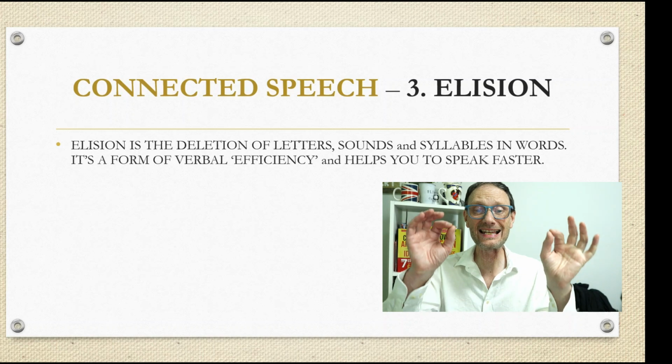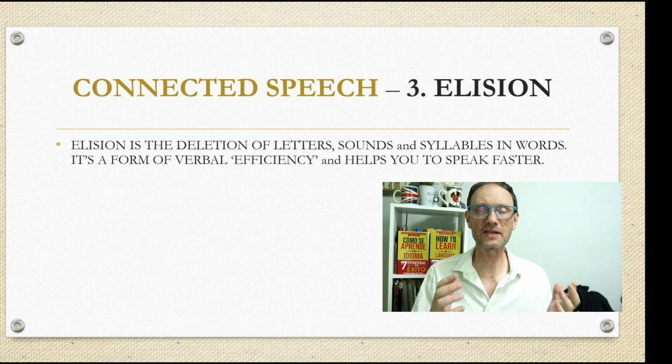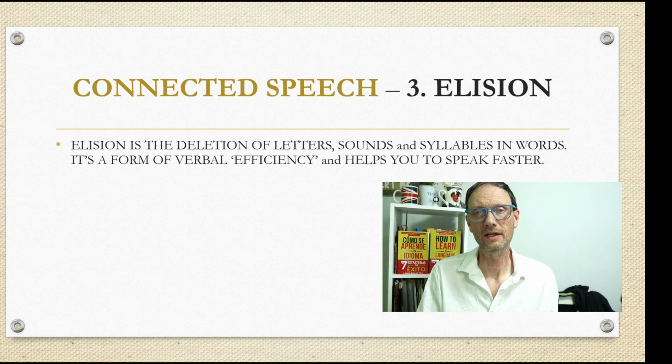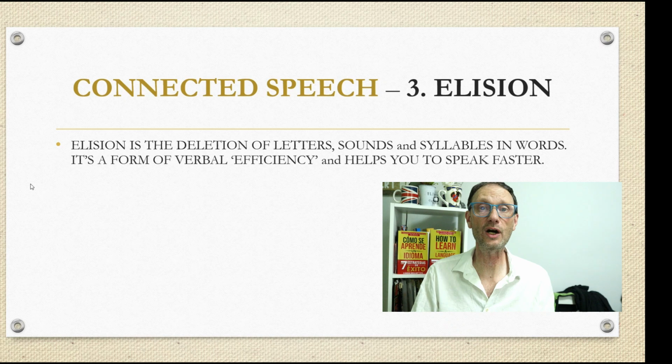That might sound a little bit complicated, but I think you'll see that once you know it exists, it's not going to be so difficult to understand, but maybe more difficult to actually produce. But that comes with practice. So let's begin then with feature number 3 of this series, and that is elision, which is basically deleting letters, sounds and syllables in words. You could say that it's a form of verbal efficiency and it helps you speak faster. So elision is the elimination of different sounds, letters and syllables. And we have a rule for those.